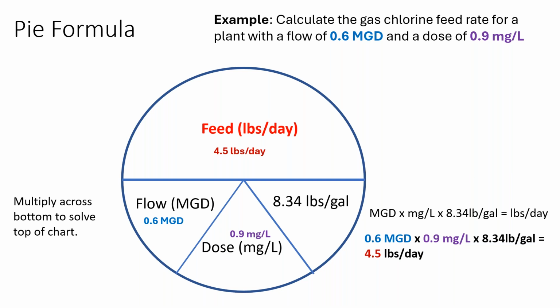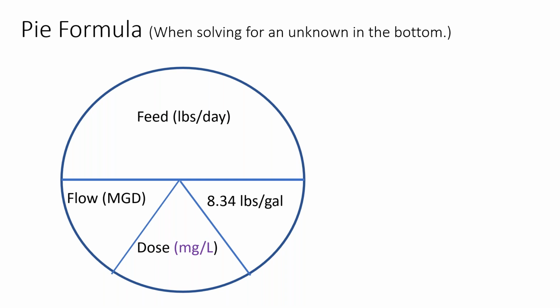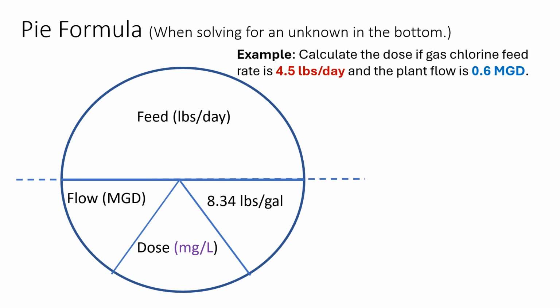You can also use this to solve for dose. I'm going to show you how the same pie formula, that center line, can become a dividing line. So if we put in the same problem, but leave out dose, and instead of the pounds per day, we calculate the dose if the gas chlorine feed rate is 4.5 pounds per day. We'll put that in the top, and the plant flow is 0.6. This would be very similar to what an operator would experience. You know the dosage rate, the feed rate, and you know the plant flow, but what is the actual dose? You don't actually know that, because there's reducing compounds and combined chlorine.